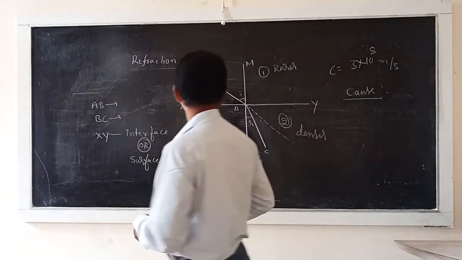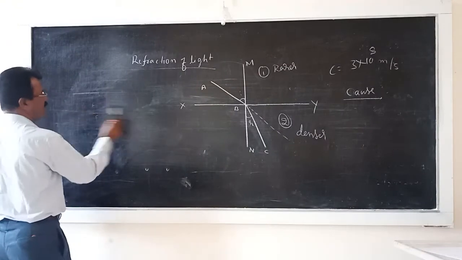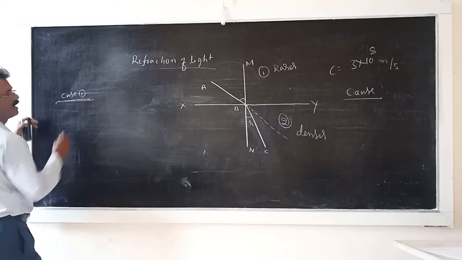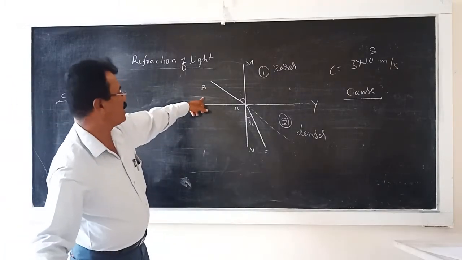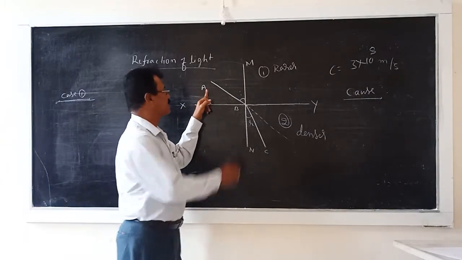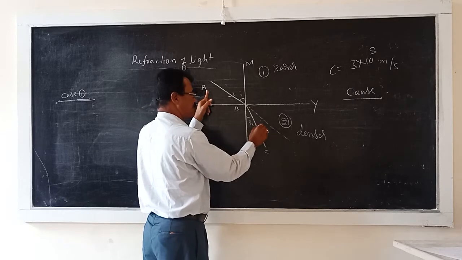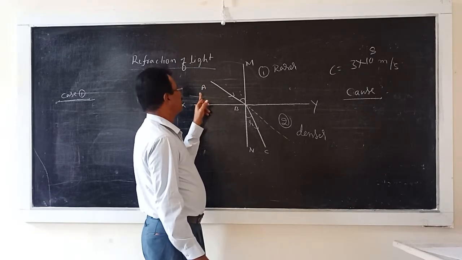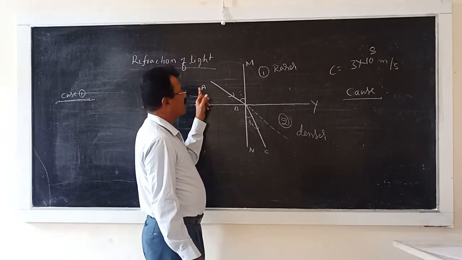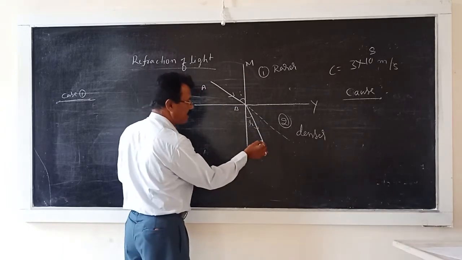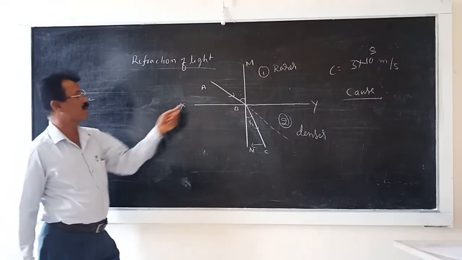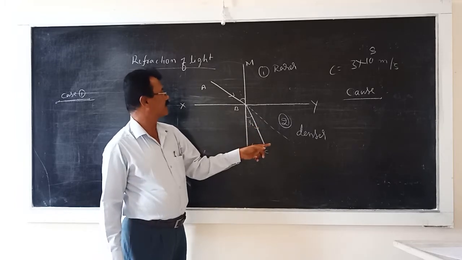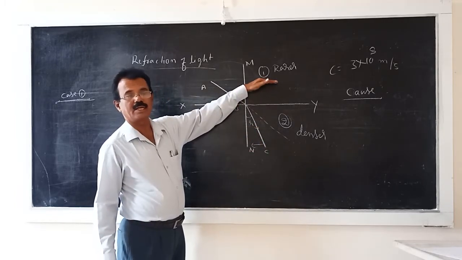Case 1. Whenever a ray of light travels from one medium to another medium, it changes its direction. Such a property of light is called refraction of light. So here, when a ray of light travels from a rarer to a denser medium, the refracted ray bends towards the normal. This is because the velocity of light in the denser medium decreases compared to that in the rarer medium.